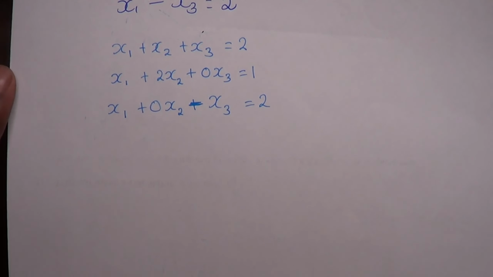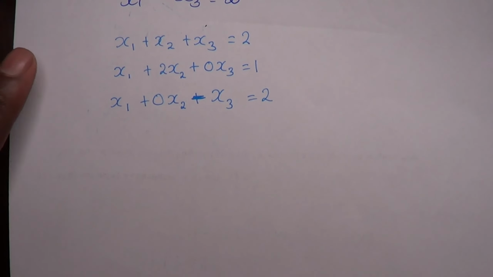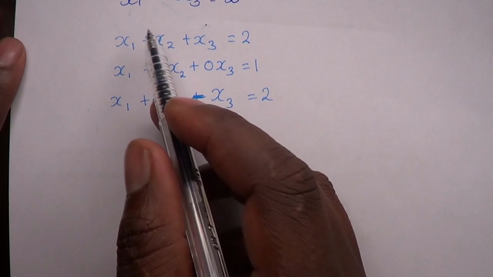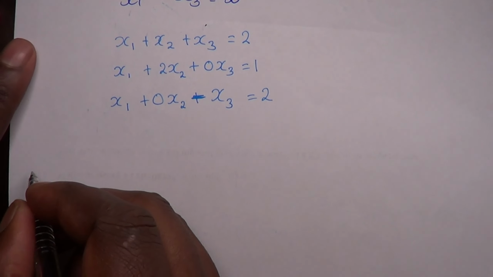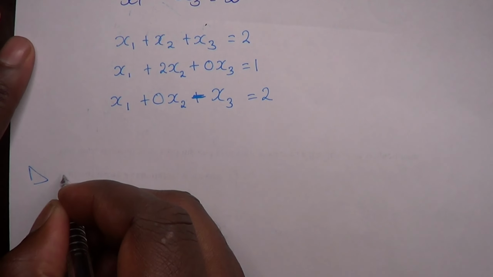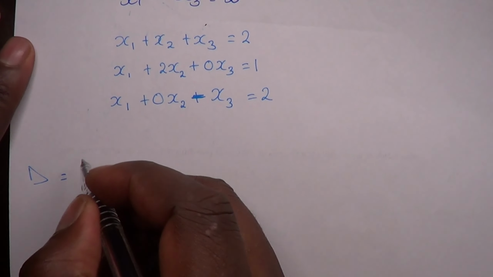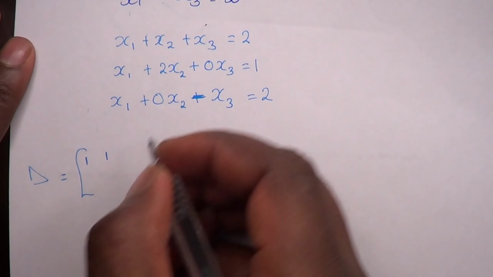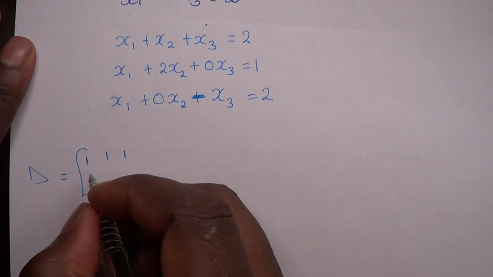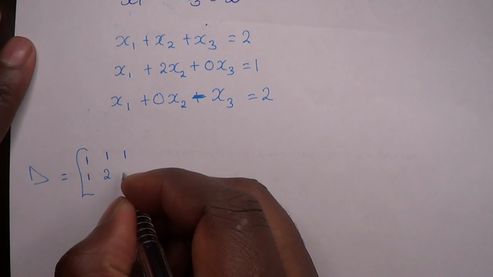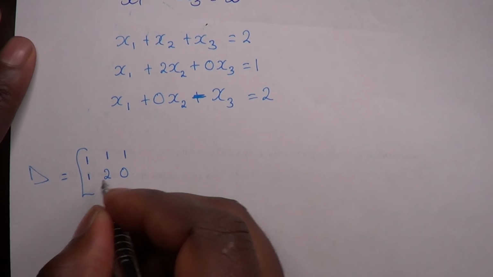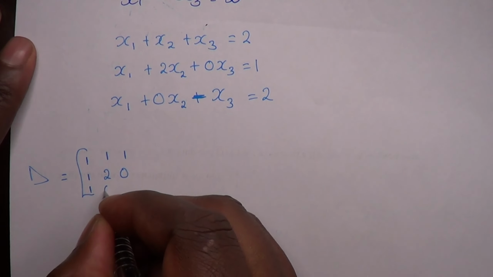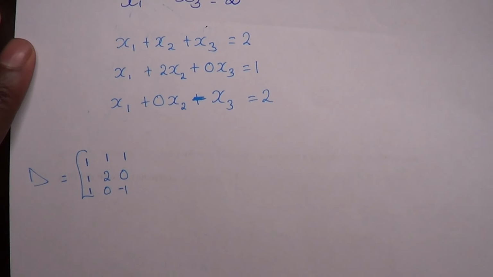So let us form the equation of it. I need to start with the first matrix, from here up to here, and let me name it D. D equals: the first row is 1 1 1, the second row is 1 2 0, the third row is 1 0 negative 1.